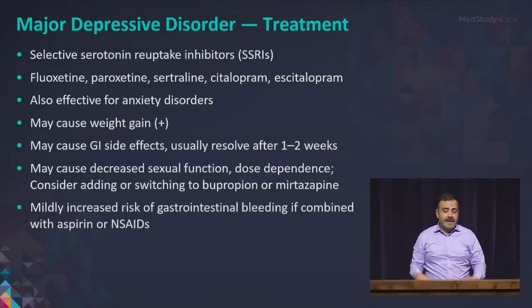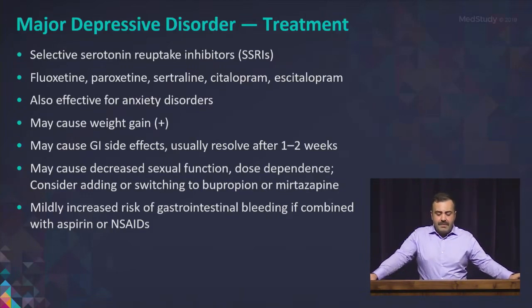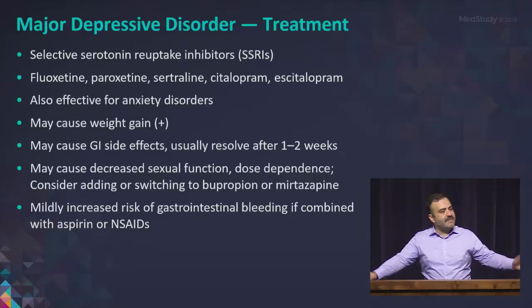So treatments. SSRIs are the first line of treatment. There are multiple medications in this class. SSRIs are also very effective in treating anxiety disorders. They may cause a little bit of weight gain, not as much as other antidepressants. Also, some GI side effects, including diarrhea or vomiting, are common. They usually resolve in 1 to 2 weeks. So if you tell your patient, take your pill with food, they usually resolve.